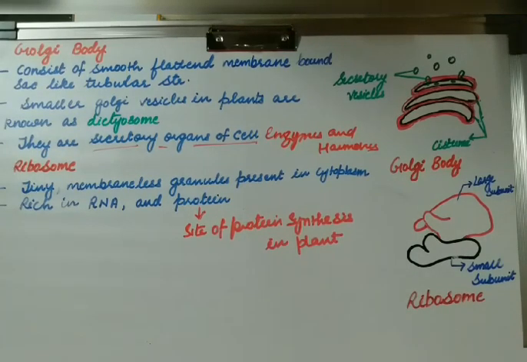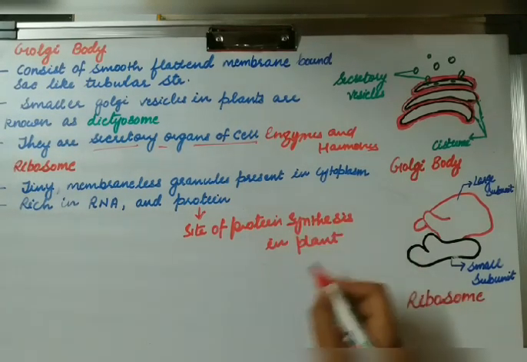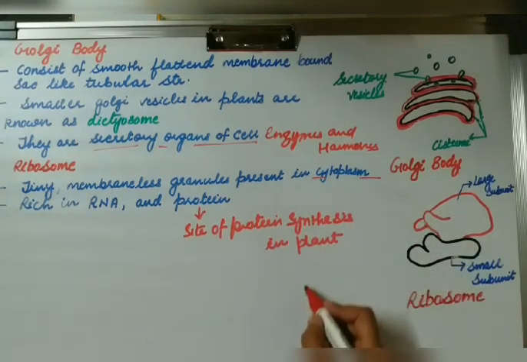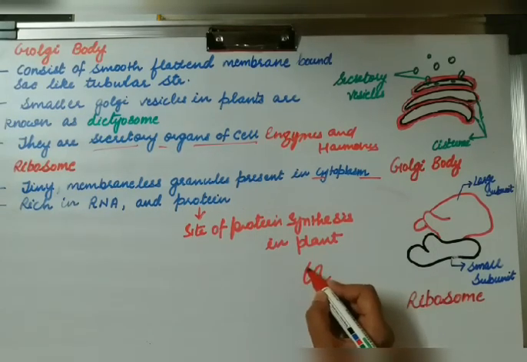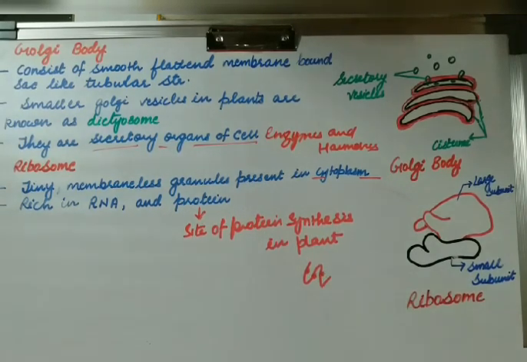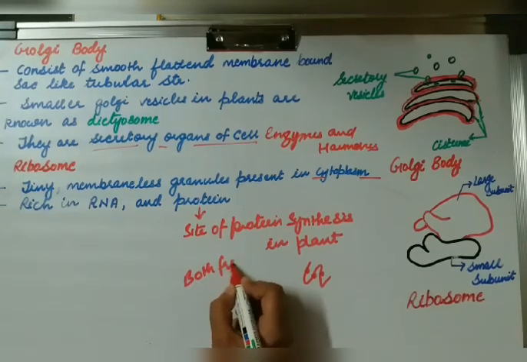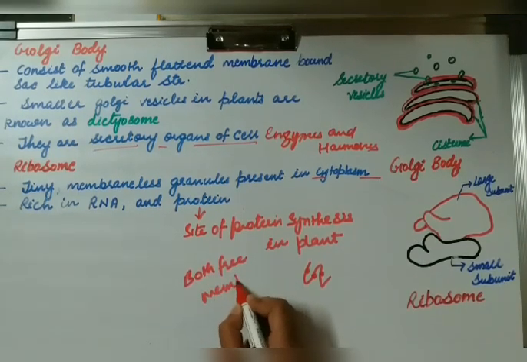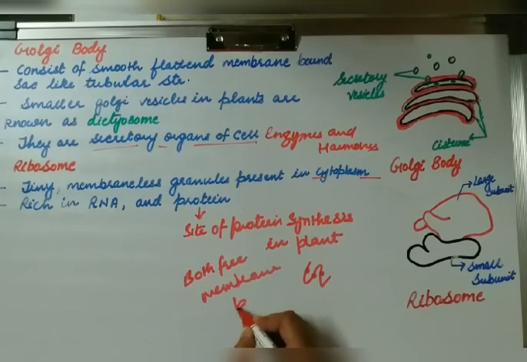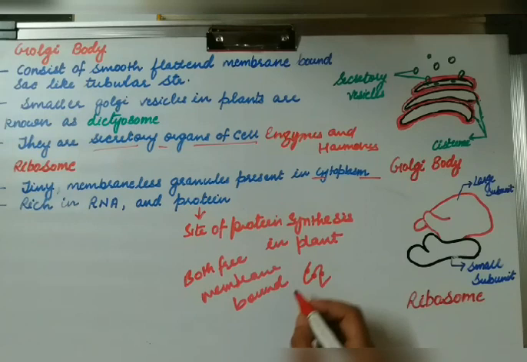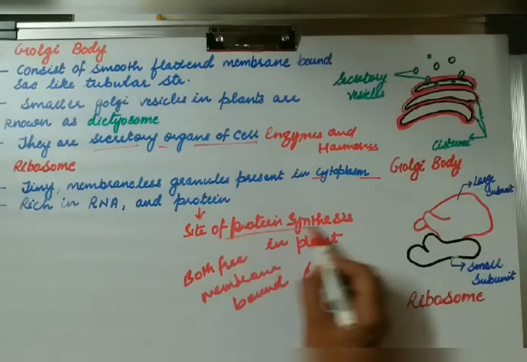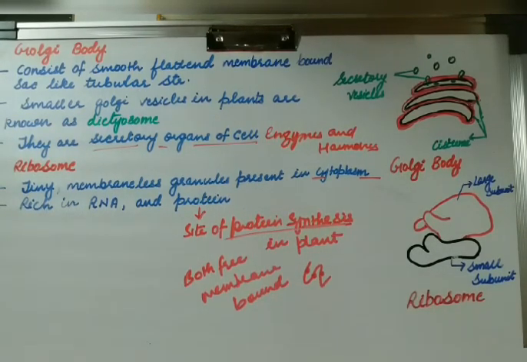Both free ribosomes, which are free floating in the cytoplasm, and membrane-bound ribosomes, which are present on the surface of the endoplasmic reticulum, are responsible for protein synthesis. So that's why they are known as the site of protein synthesis. This is all about your ribosome.